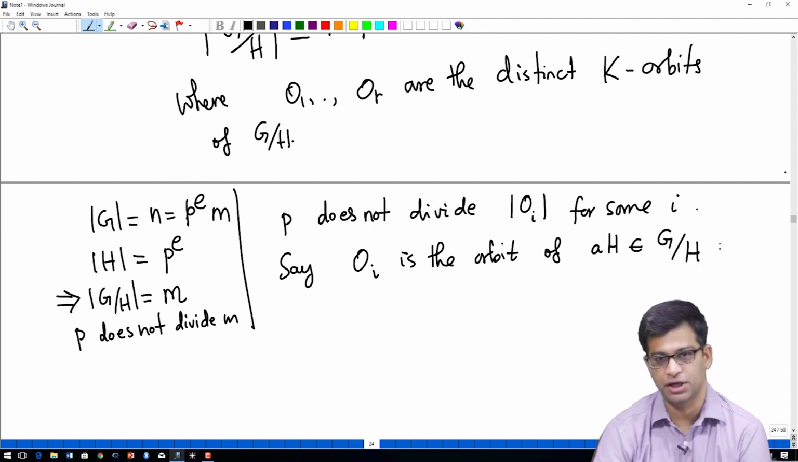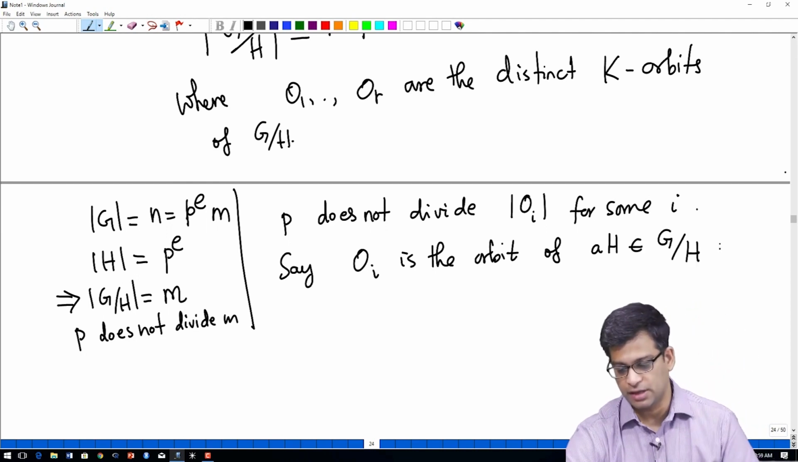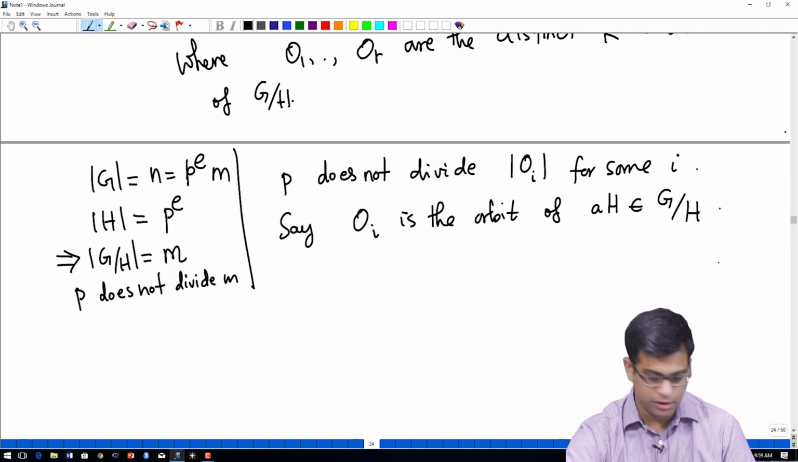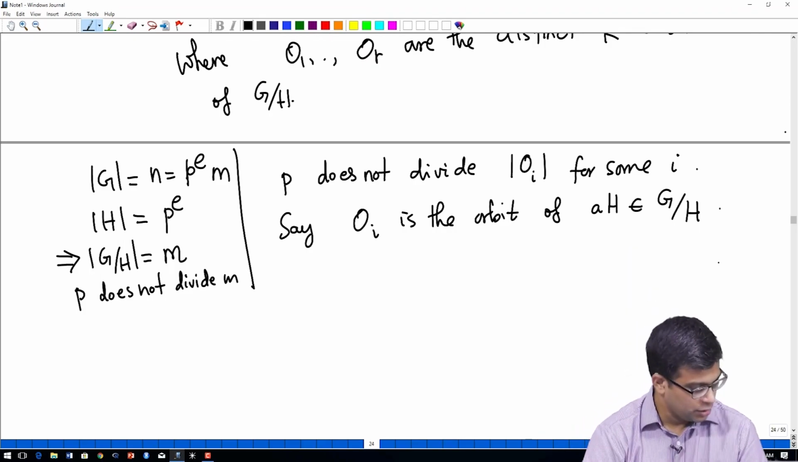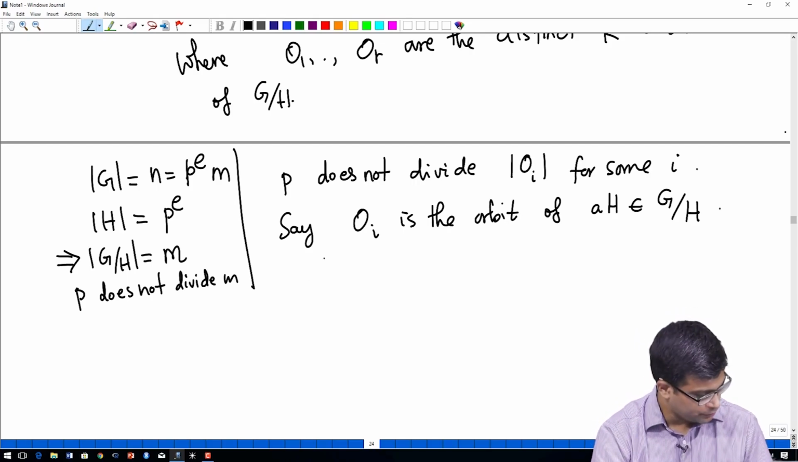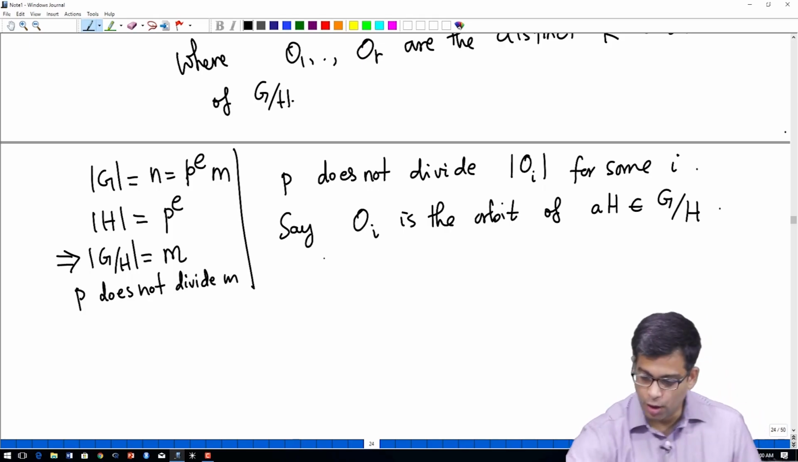Remember the set in question here is G mod H. So, orbits are orbits of elements of G mod H. Say O_i is the orbit of aH. In other words, p does not divide the order of the orbit of aH. So, now let us apply the counting formula.